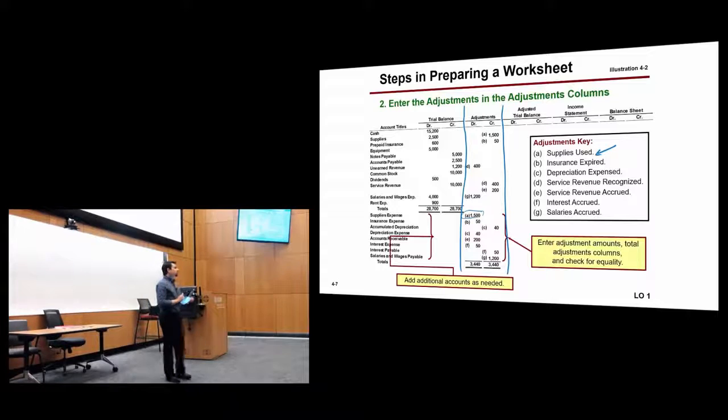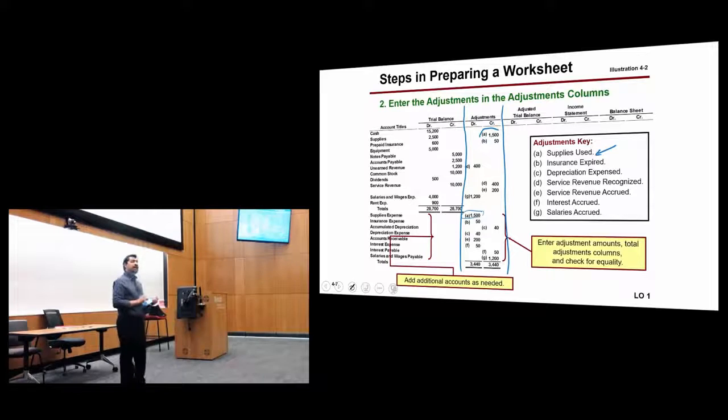What account was credited? Supplies. So you add it under the credit side of supplies. In this case, you start also doing them one by one. As you can see, there's an A at the beginning. This A simply means that this is the same transaction. This is the same adjusting entry.